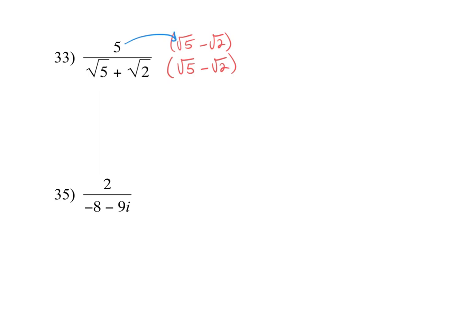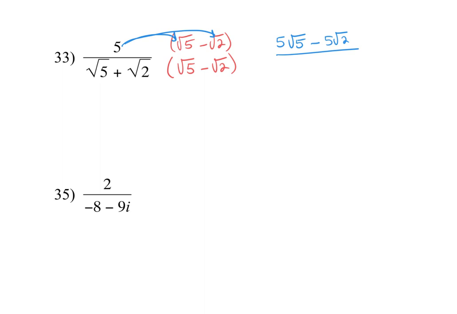All right? In the numerator, I just distribute. 5 times this, well, it's outside and inside, so this 5 stays on the outside, and I have a square root of 5 on the inside. That is minus. And then I have 5 times the second piece. 5 on the outside, square root of 2 on the inside. That's all I do there.